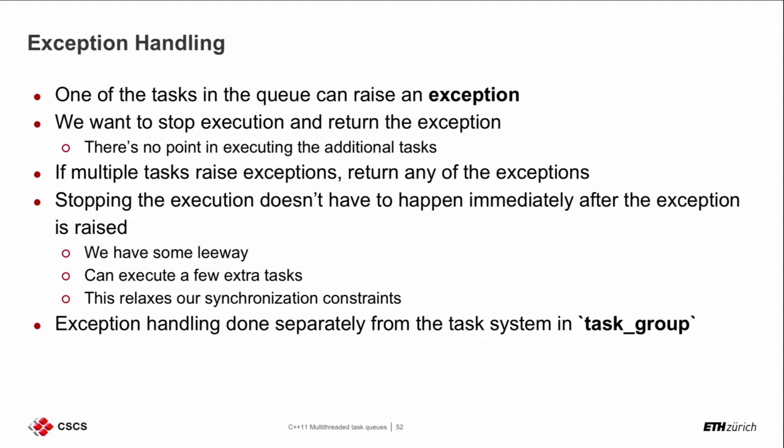And I did say that we want to stop the execution as soon as possible. But we don't really care if we execute a few extra tasks before we stop the execution, right? So if we encounter an exception, but the other threads still execute a couple of extra tasks, maybe overwrite our exception, that's fine with us. And the reason I'm mentioning that is because when we relax the constraints on when we stop executing, we have some extra leeway in the synchronization constraints. We can relax our synchronization constraints. We'll see that in a bit.